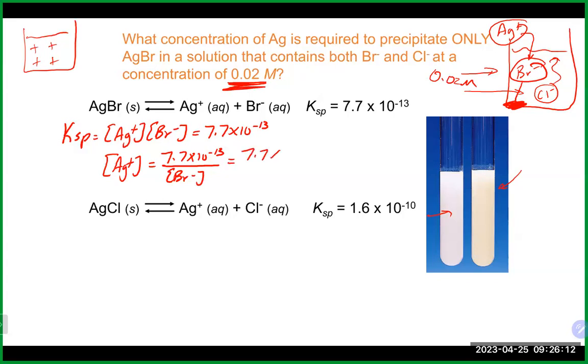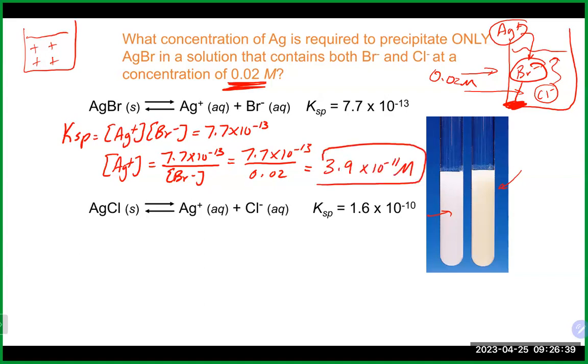So if I go 7.7 times 10 to the minus 13 divided by 0.02, that will give me... we'll try again. 7.7, 0.02. There we go. Well, that will give us 3.9 times 10 to the minus 11 molar.